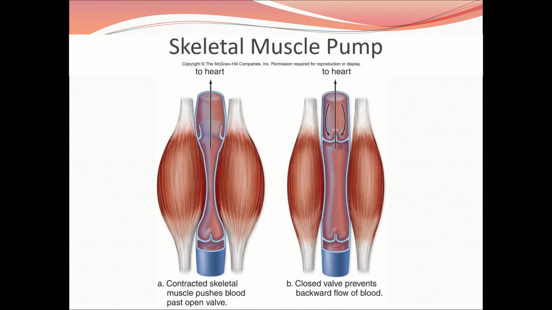This example shows the skeletal muscle pump. The contracted skeletal muscle pushes blood past the open valve. A closed valve will prevent the backward flow of blood.